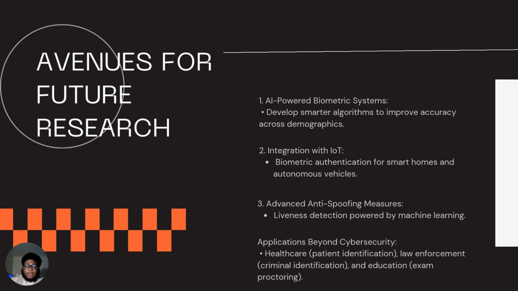Biometric authentication could also be integrated into the Internet of Things. That's why it allows you to have it with your smart homes or your vehicles, such as Tesla. Tesla uses it as well.